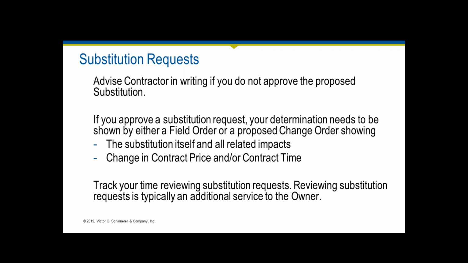Now, if you do not approve the proposed substitution, you need to advise the contractor in writing. Obviously, the owner has been kept informed, ideally, but that needs to be formalized and said, hey, you did not approve it, so that it is clear that it was rejected.